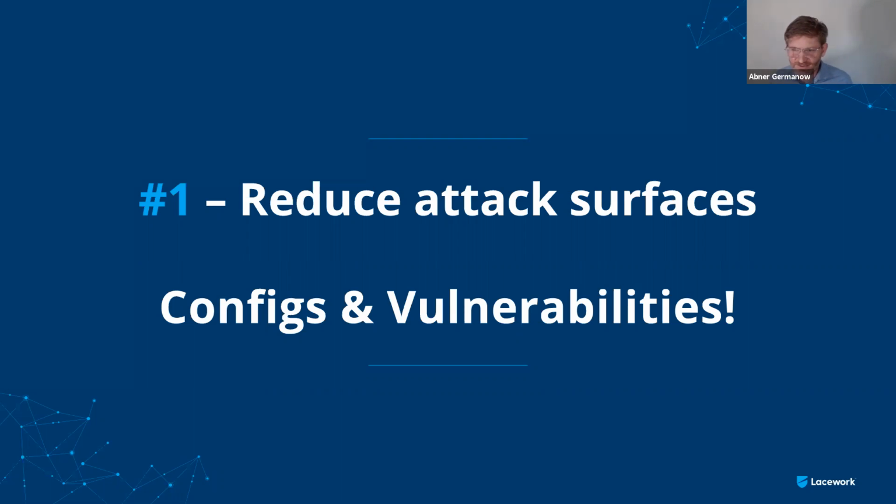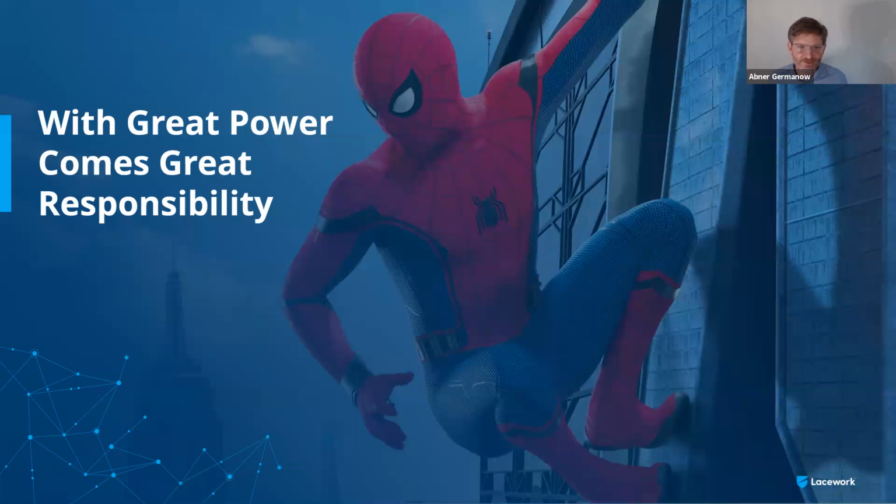But let's dive into the first big thing, reducing attack surfaces, and that's generally configs and vulnerabilities. One of the really amazing things about being in the cloud is that cloud services are incredibly powerful. We talked about how a cloud service might have 100 APIs. And so I think cloud services often have what I call the Spider-Man problem: you can have a cloud service that gives you incredible power. You can use it in incredible ways and really build amazing applications with it. But it also comes with a great responsibility. And that responsibility can impact the security of your application and your company.